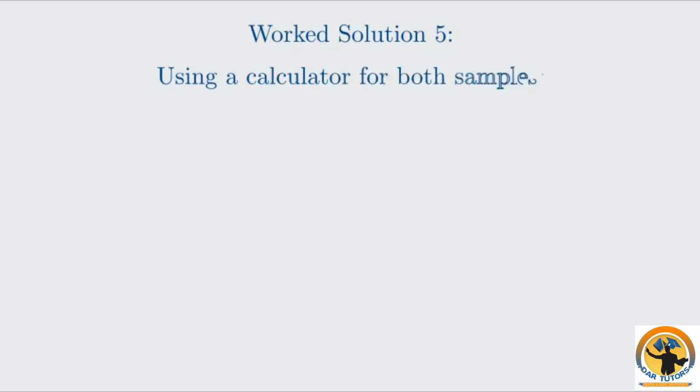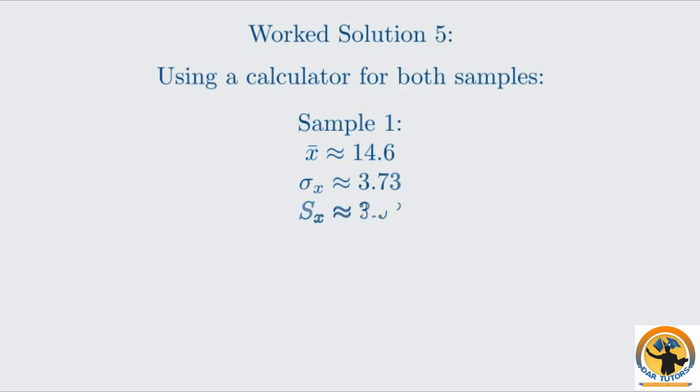Here is the solution. The easiest way to solve this is to use a graphics calculator. For sample 1, the mean is 14.6 minutes. The population standard deviation, σx, is approximately 3.73 minutes. The sample standard deviation, sx, is approximately 3.93 minutes.